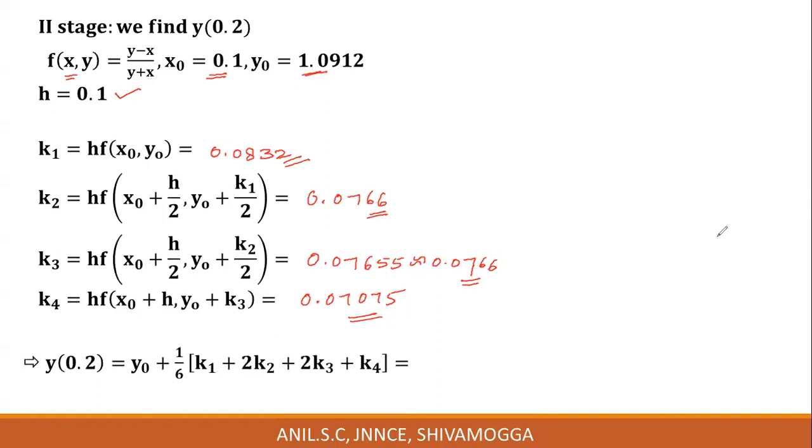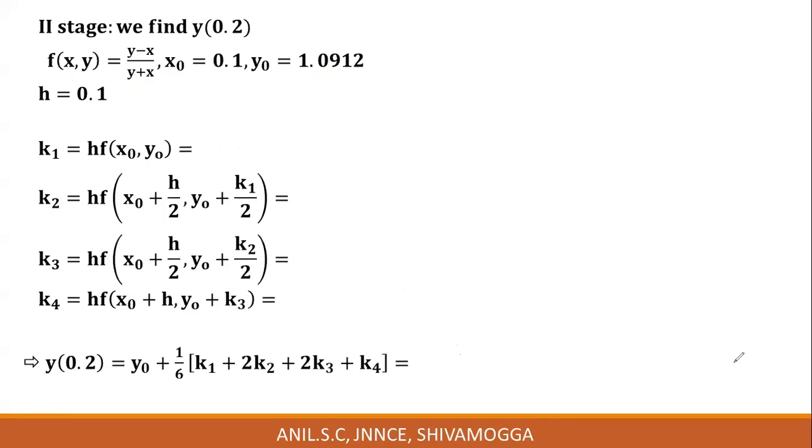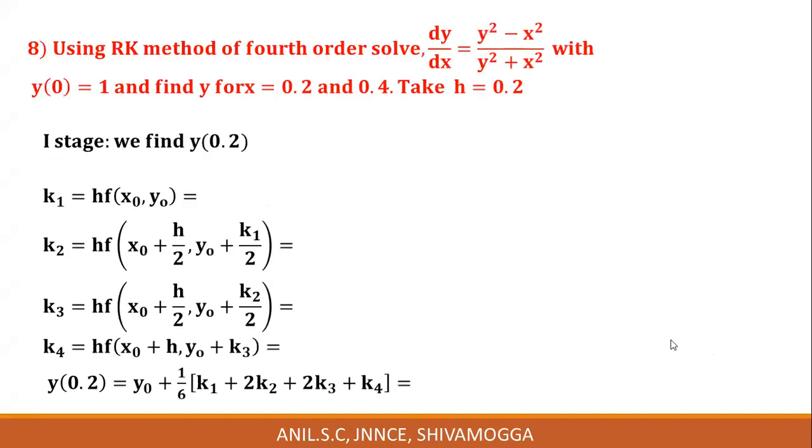1.1679, that's right. Y of 0.2 is 1.1679. That's what we required. If you have any doubts, you can mention in the chat box. We'll go to the next problem.